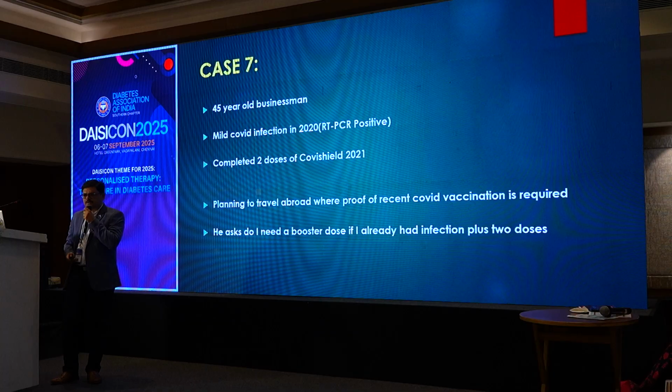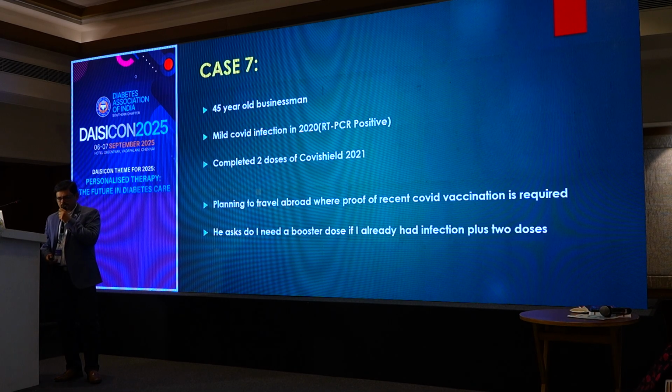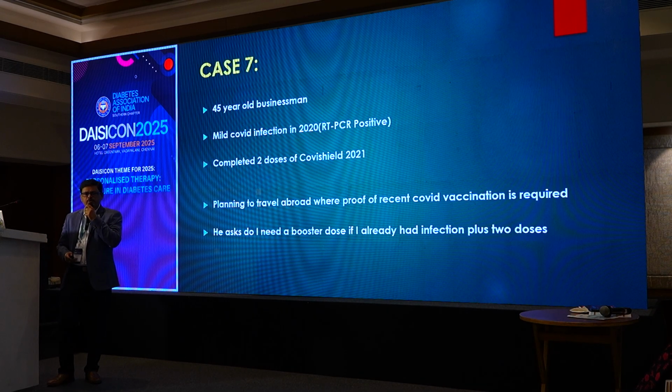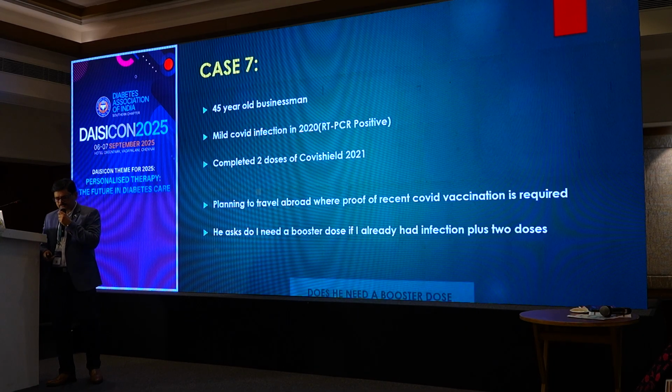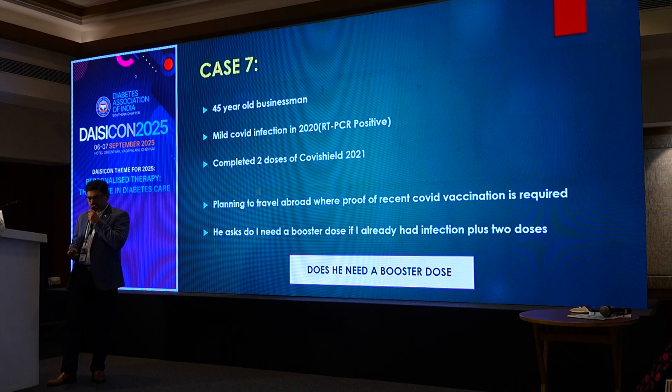Case 7 is a 45-year-old businessman who had a history of mild COVID infection in 2020, with RT-PCR positive, and he completed 2 doses of Covishield in 2021. He is planning to go abroad and wants the recent COVID vaccination. So he asked what to do. How can we give the vaccination? Does he need a booster dose?